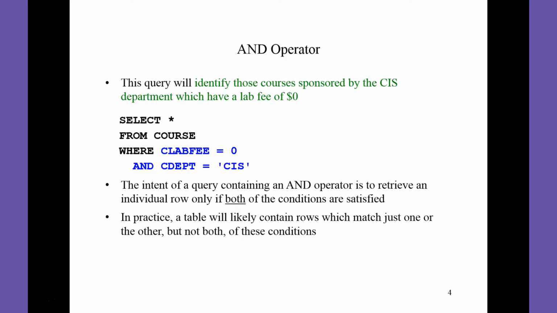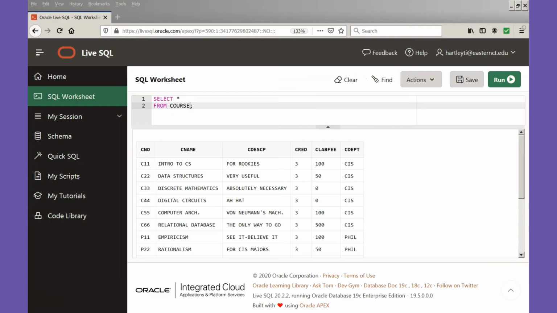In practice, a table will likely contain rows which match just one condition or the other condition, but not both. Thus, a query that has two conditions combined with AND should produce a smaller result table. Let's take a look at this in a bit more detail by examining the course table and the two predicates involved in this query. I've created my tables by running the academic.sql script, so we're ready to examine the course table.